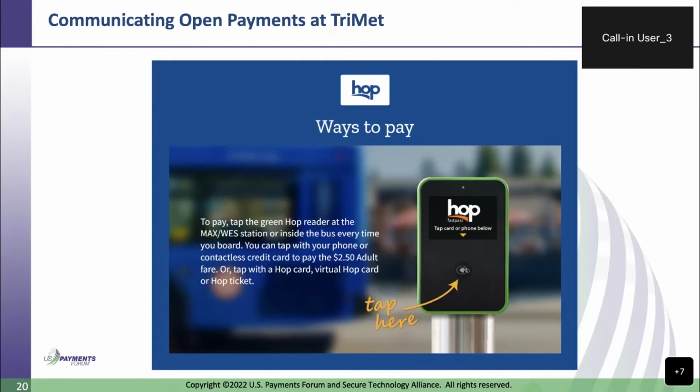It reads, to pay, tap the green Hop reader at the MAX or WES station or inside the bus every time you board. You can tap with your phone or contactless credit card to pay the $2.50 adult fare, or tap with a Hop card, virtual Hop card, or Hop ticket. The reader also shows the instructions that you can tap with your card or your phone. And it's not shown here, but an animation on the Hop reader cycles through which kinds of cards and platforms are accepted. Next slide, please.